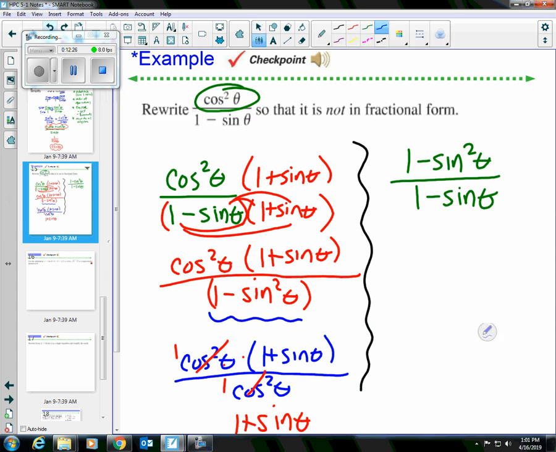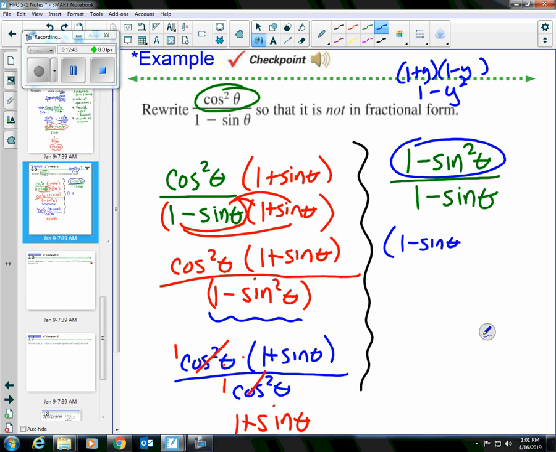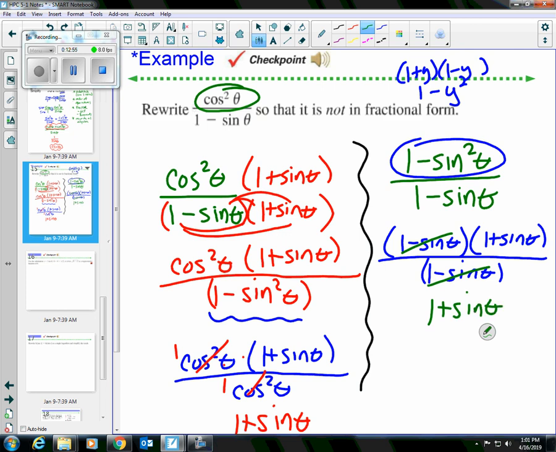But what you can do is you can take this difference of squares. Remember, let's rewrite it as an algebra thing. That's like 1 minus y squared, which we know we can factor: 1 plus y, 1 minus y. Let's think of it that way. That means it would be 1 minus sine of theta times 1 plus sine of theta. And watch what happens. That common binomial factor divides out, and we're left with the exact same thing we had before.